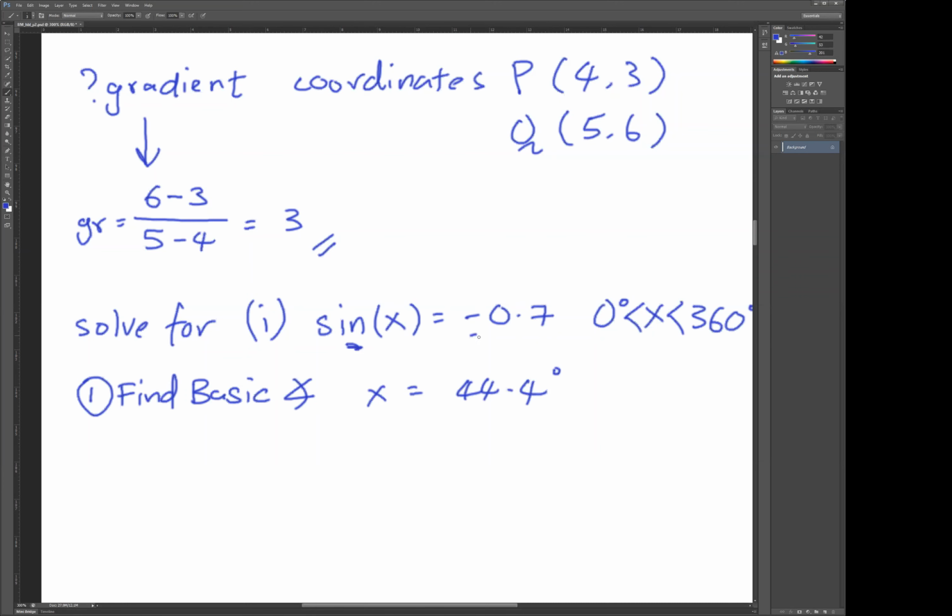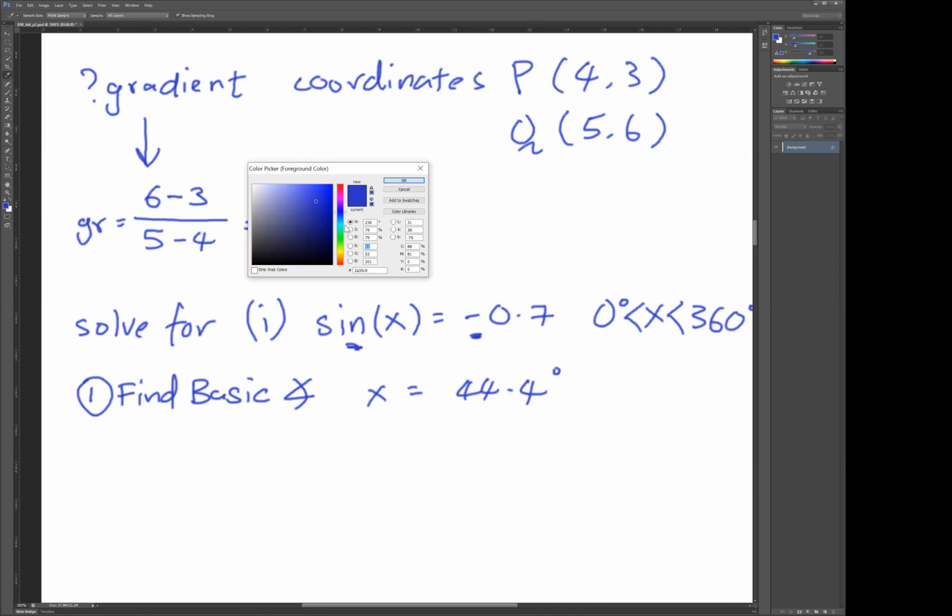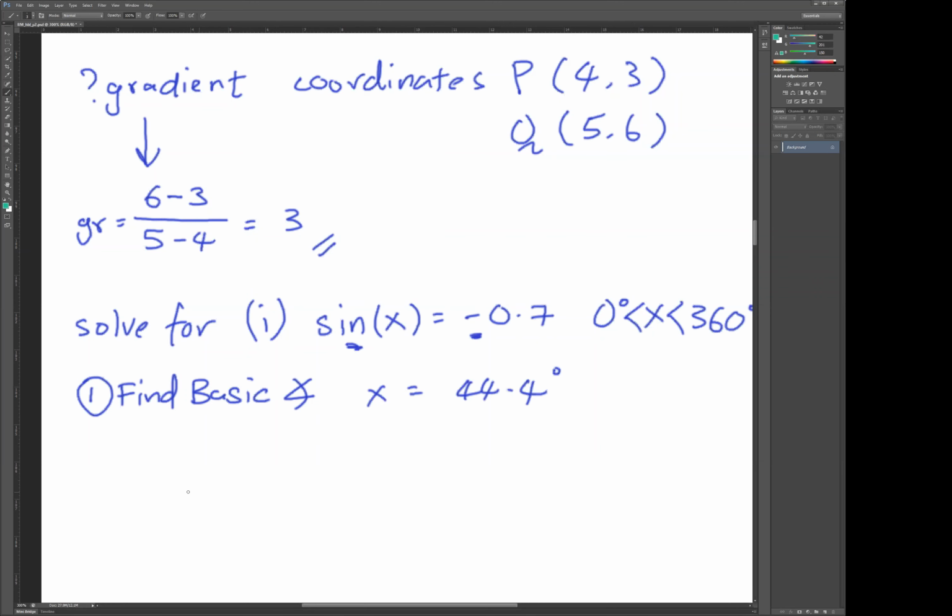So sine negative value, let's recap. Sine negative value, so negative value will be here, right? Quadrant 3 and quadrant 4. Sine is a negative value because here is positive value and here is negative value. So the second step is determine the quadrant.